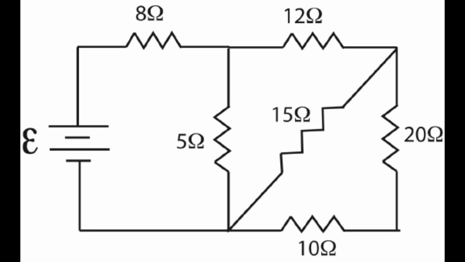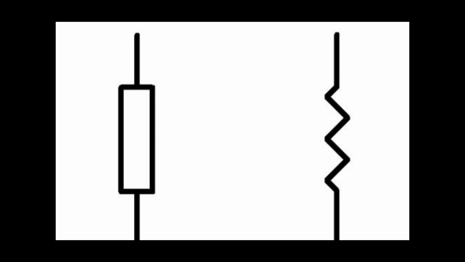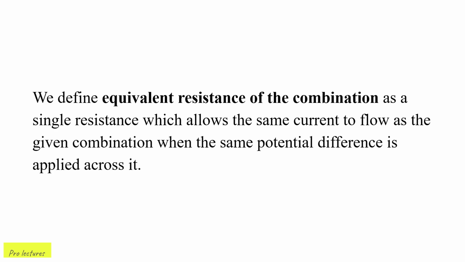Now, if we group these resistors as a single resistor, it is important to understand how to define total or equivalent resistance. We define the equivalent resistance of the combination as a single resistance which allows the same current to flow as the given combination when the same potential difference is applied across it.